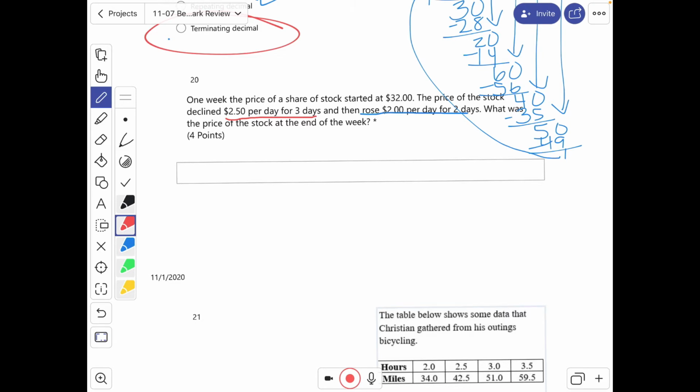Okay, well, if it's declining, that means we're going to be subtracting $2.50 per day for 3 days. So $2.50 times 3 days, or you can add $2.50 3 times. So it declined, or it went down $7.50. So 32 minus $7.50.